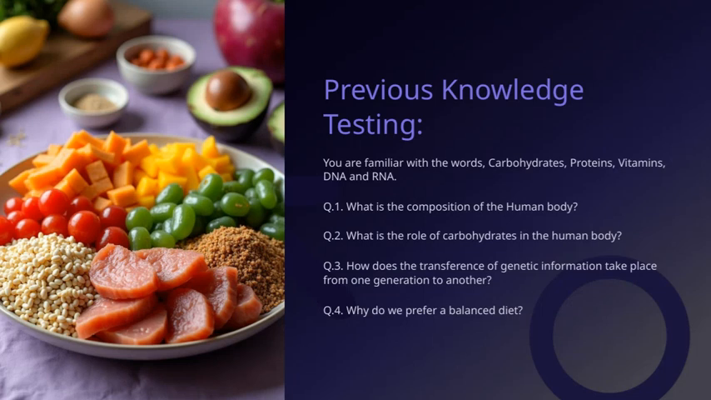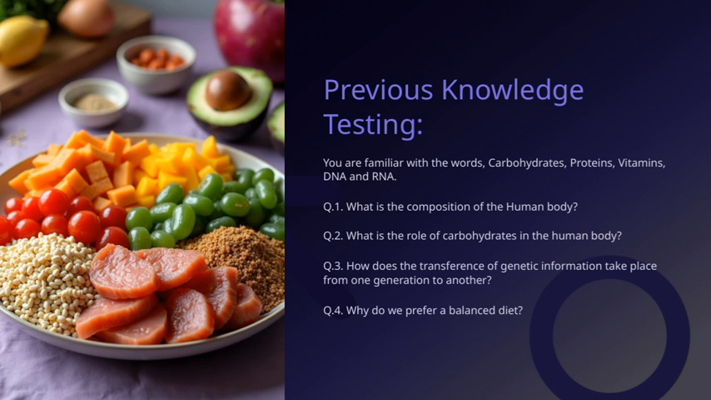Now, let's explore why we prefer a balanced diet. A balanced diet provides all the essential nutrients our body needs in the right amounts. This helps us maintain good health, stay energetic, and prevent diseases. When our diet includes carbohydrates for energy, proteins for repair and growth, vitamins for various body functions, and minerals, it supports overall well-being. Understanding the composition of the human body is also crucial.